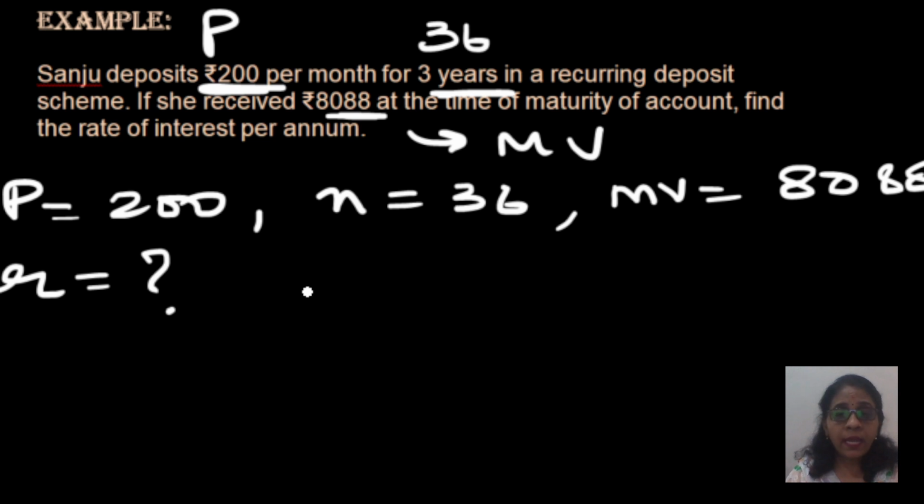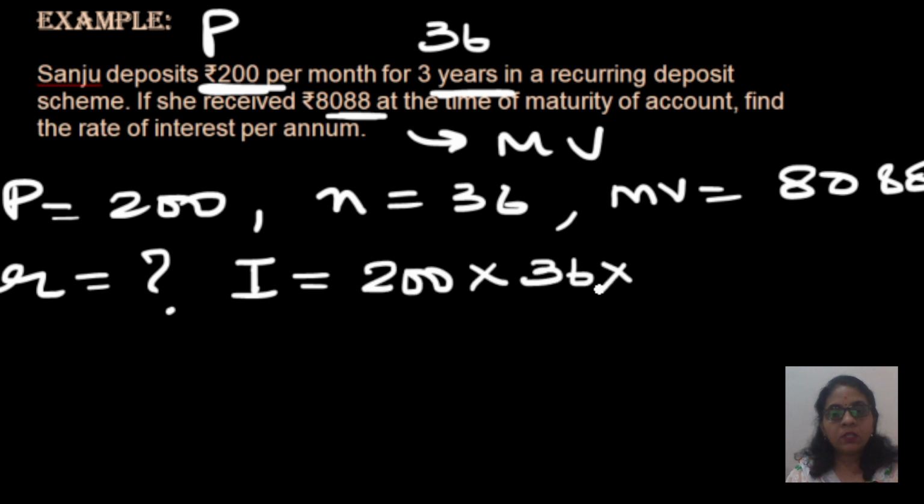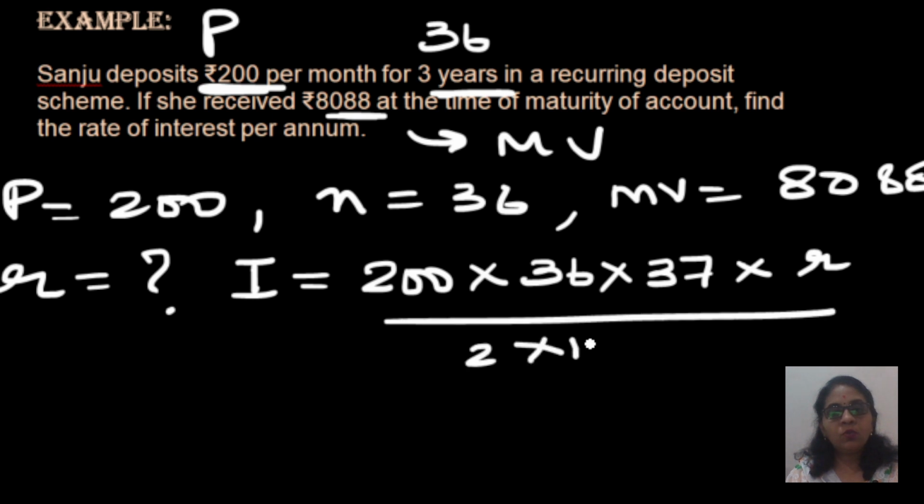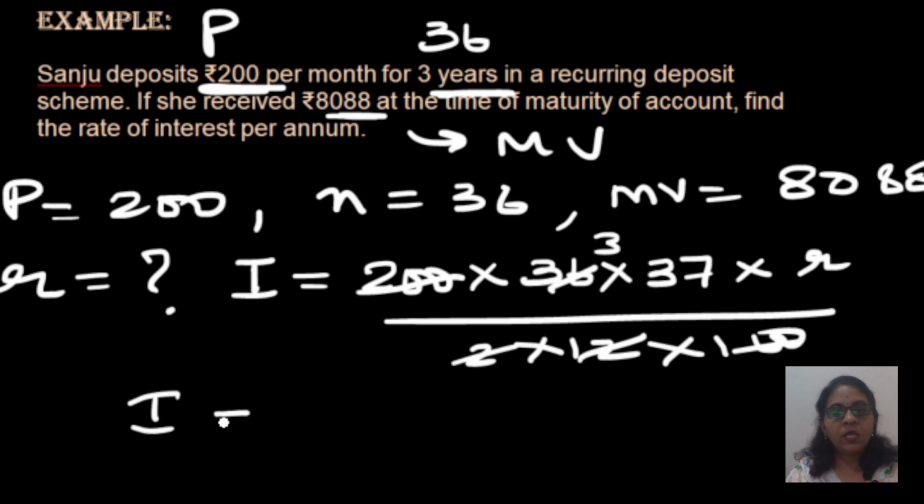Whether you are asked to find the rate, principal, maturity value or time, please remember to find interest first. So what is interest? P into N into N plus 1 into rate percent by 2 into 12 into 100, which is 200 into 36 into 37 into R by 2 into 12 into 100. 200 and 200 get cancelled, 12 goes in 36 3 times. So we have I is equal to 111R.